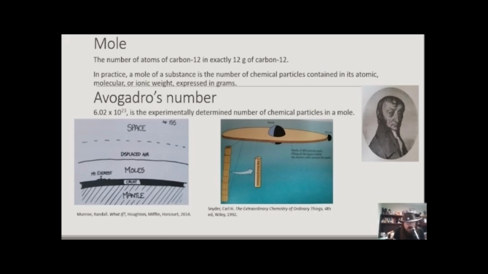Which gets us to Avogadro's number. Specifically, it's 6.02 times 10 to the 23rd, which is the experimentally determined number of chemical particles within a mole. It's named after the Italian physicist Amedeo Avogadro, who was born in the year of our Declaration of Independence, and his pioneering work led to how we now count atoms. A mole is a really big number. That's 6.02 times 10 to the 23rd.